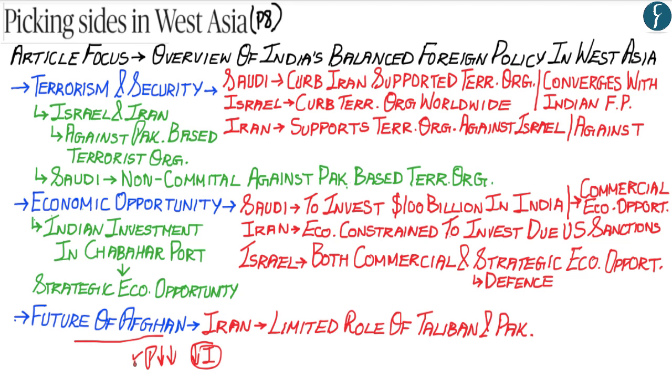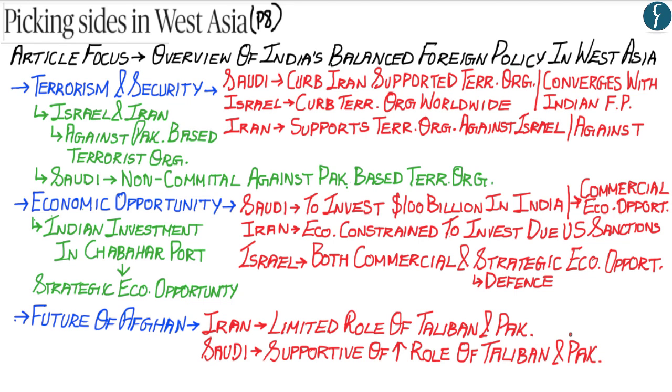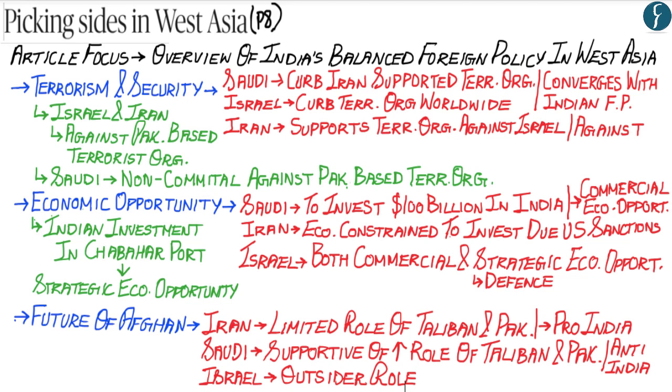And this foreign policy of Saudi Arabia is against the foreign policy of India, whereby India wants a decreased role of Taliban and of Pakistan within the future of Afghanistan. And what is being seen through this is that India's position within Afghanistan is much more in convergence with Iran and not in convergence with that of Saudi Arabia. However, what is being seen with Israel is that Israel has largely maintained an outsider role with regards to the future of Afghanistan. However, it is understood that Israel would be supportive of India's position of having a decreased role of the Taliban and of Pakistan within Afghanistan. But nevertheless, Israel has maintained an outsider role with regards to the future of Afghanistan.